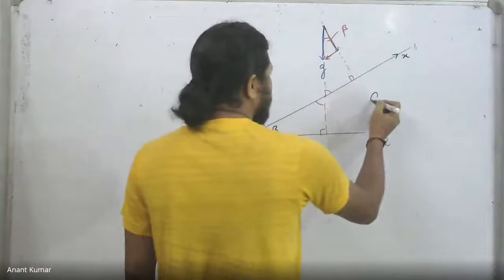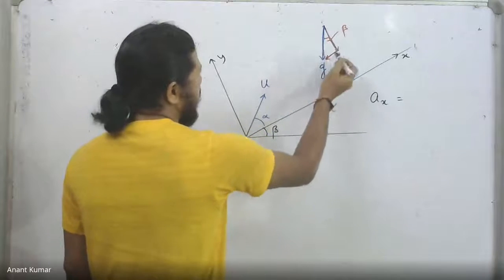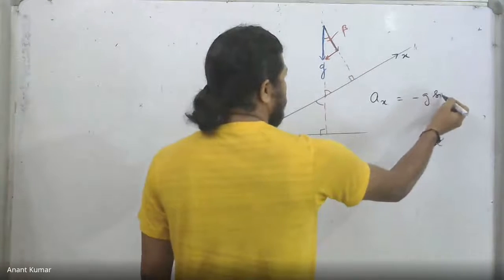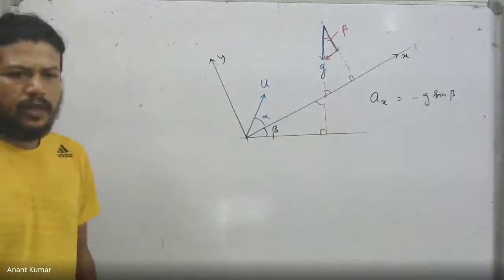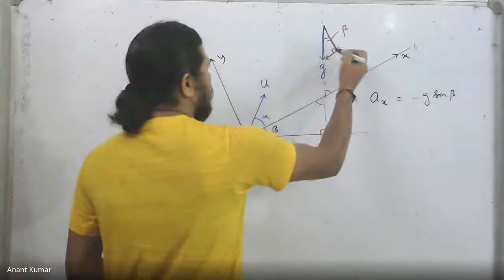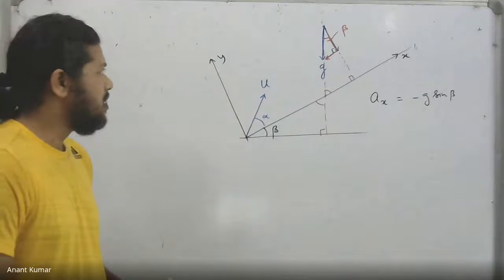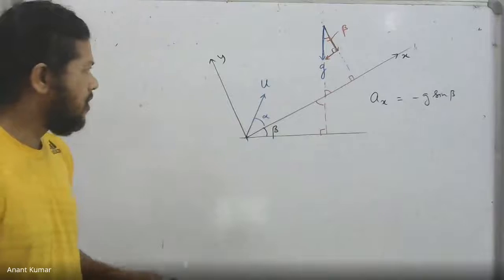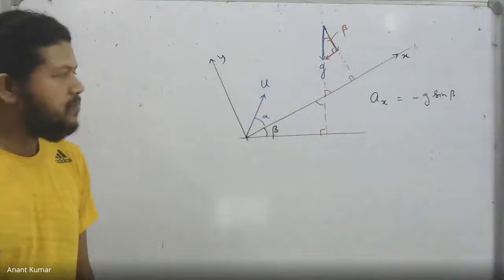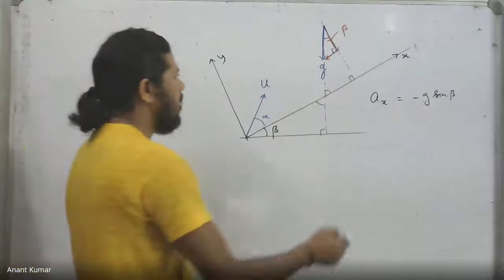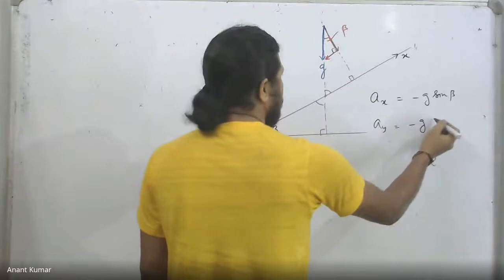So we can write down the acceleration along the x-axis as g sine beta, but with a negative sign. We get minus g sine beta. It's a minus sign because we're considering the x-axis running upwards, but this is pointing downwards. So ax becomes minus g sine beta, while ay, the acceleration along the y direction, will be simply this component, that becomes minus g cos beta.